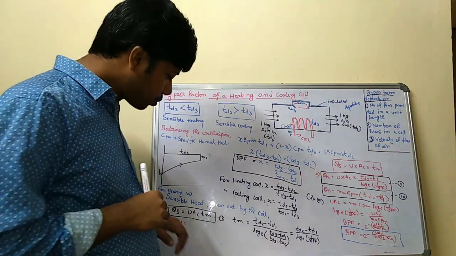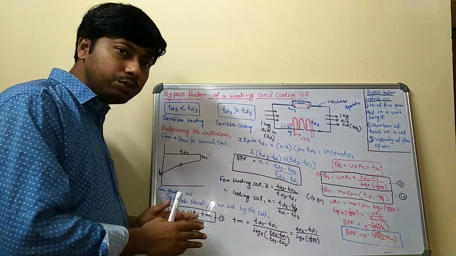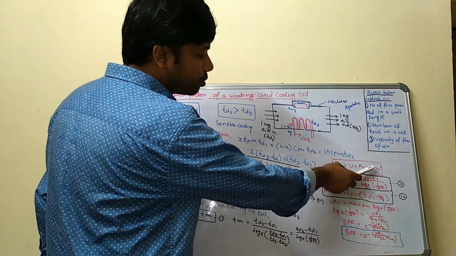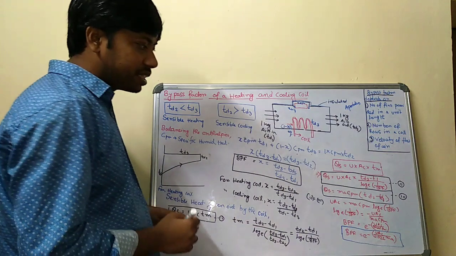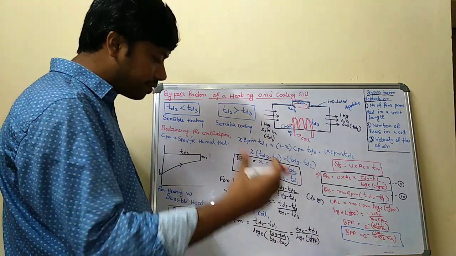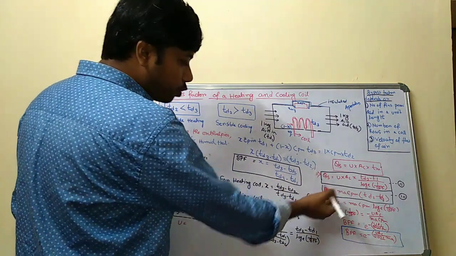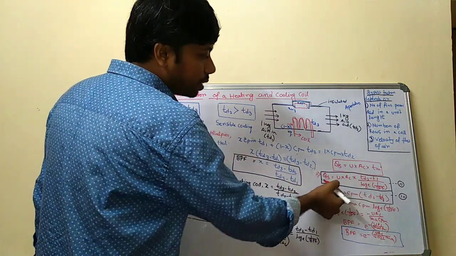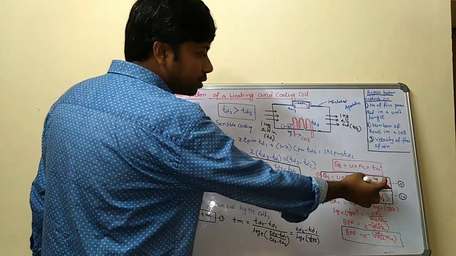Okay, so as you know that Qs is equal to U into AC into Tm. So Qs means sensible heat is given out by the heating coil. So if you put this value of Tm into this expression, Qs is equal to U into AC into this one.